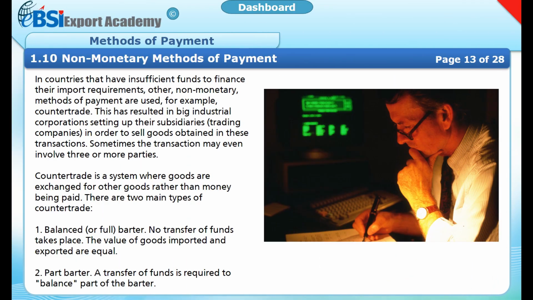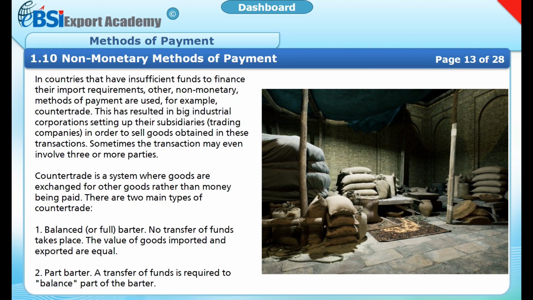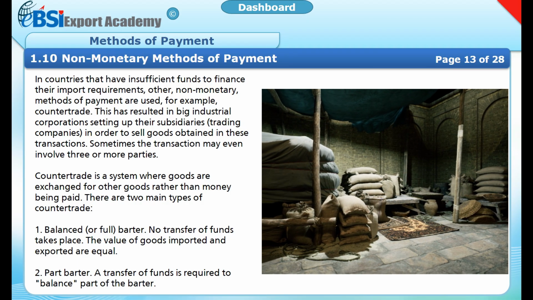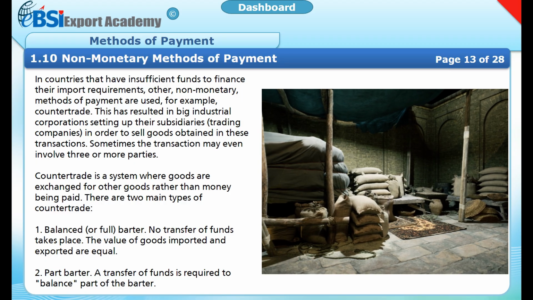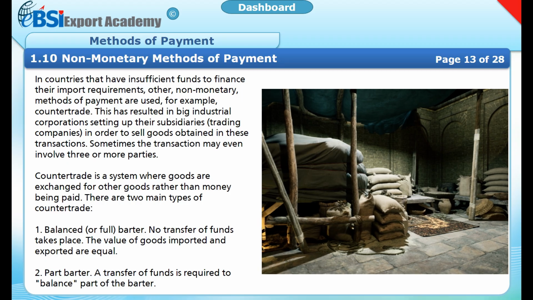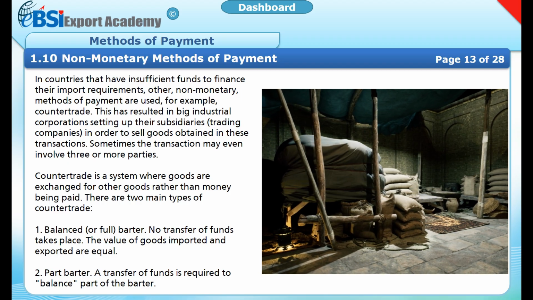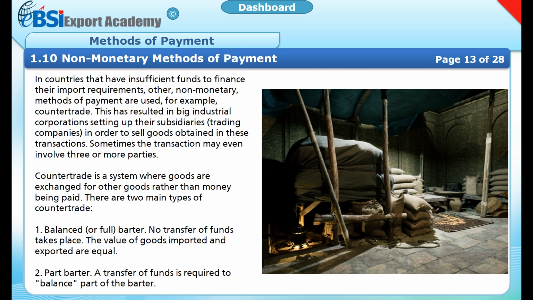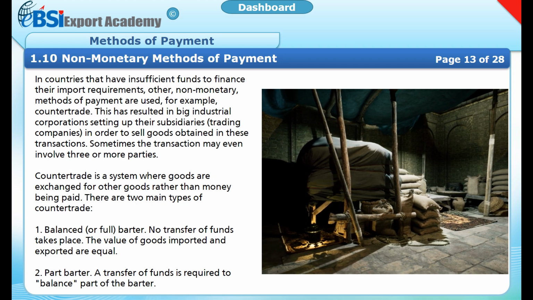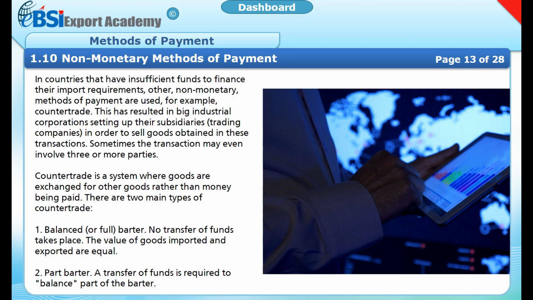Non-monetary methods of payment. In countries that have insufficient funds to finance their import requirements, other non-monetary methods of payment are used, for example, countertrade. This has resulted in big industrial corporations setting up their subsidiaries, trading companies, in order to sell the goods obtained in these transactions. Sometimes the transaction may even involve 3 or more parties.